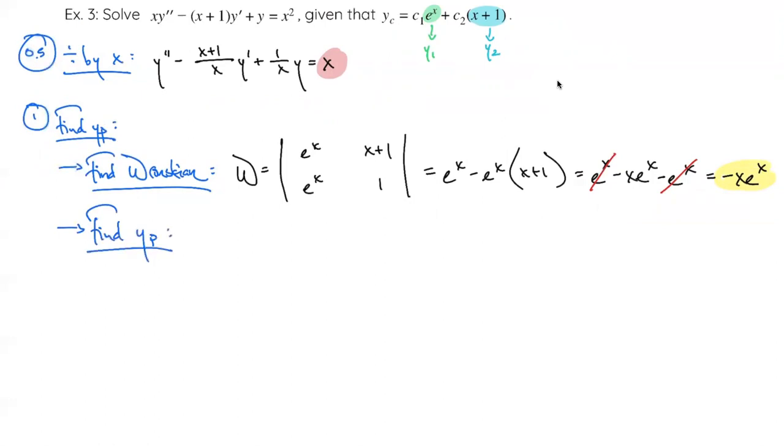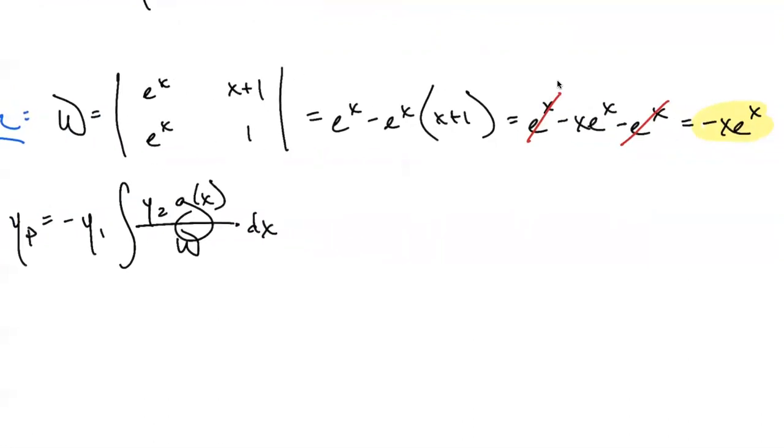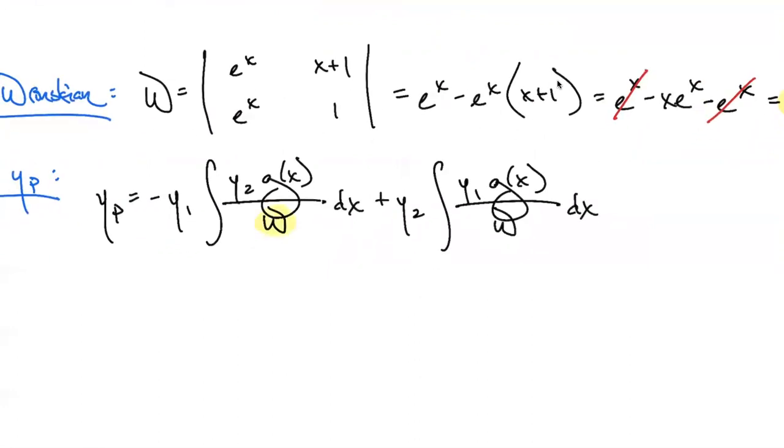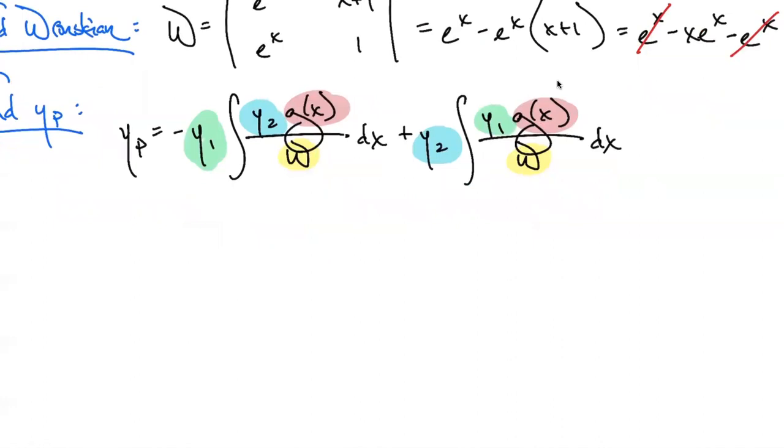All right, let's write out that big long formula again. I know it's a lot of writing, but I feel like every time I write it, it makes it a little bit stickier in my brain. So y sub p equals negative y sub 1, the integral of y2 times g of x over the Wronskian dx, plus y sub 2, the integral of y sub 1 g of x over the Wronskian dx. So we've got our Wronskian that we're going to substitute in here. We've got our value for g of x, which we want to sub in there. We've got our y sub 1s, which are going to go here. And we've got our y sub 2s that are going to go here. And just like all the other ones we've done, we want to be really careful about substituting things in the right place.